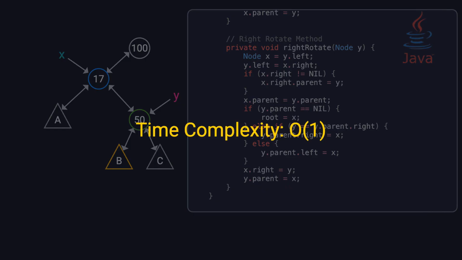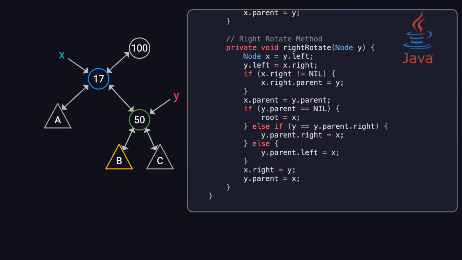Rotation operations have a time complexity of O(1) because they only involve a constant number of pointer adjustments, and they don't impact the overall time complexity of the red-black tree. Understanding rotations provides a solid foundation for mastering insertion and deletion in red-black trees. In the upcoming videos, we'll dive deeper into red-black tree insertion and, through code examples, show how rotations and recoloring work together to maintain balance.